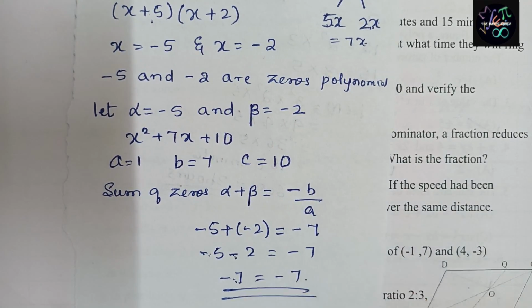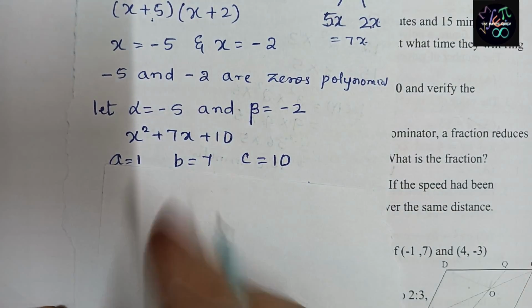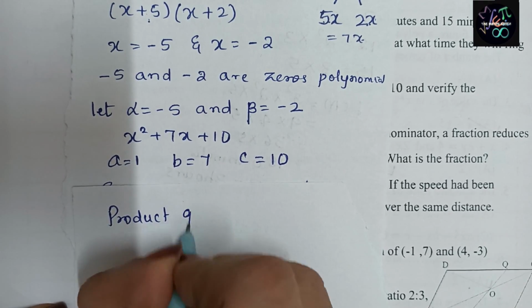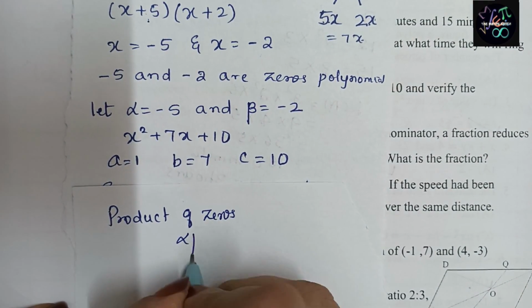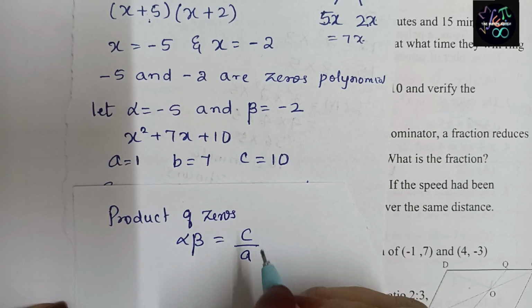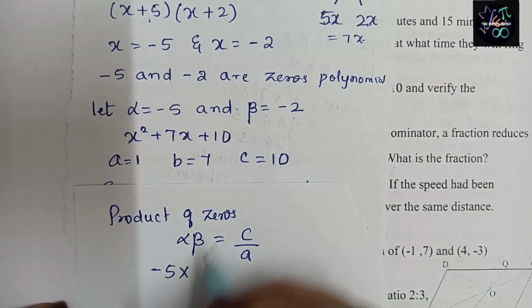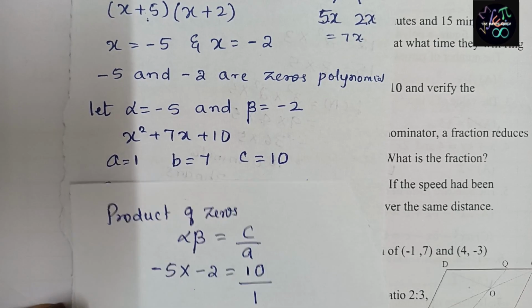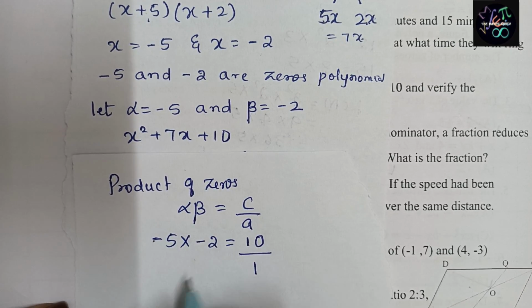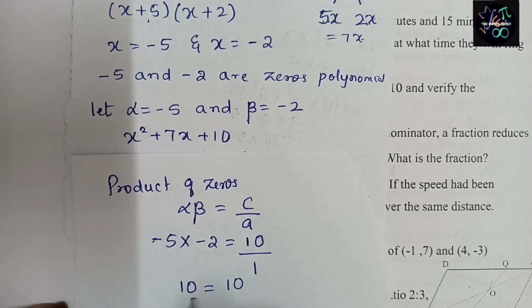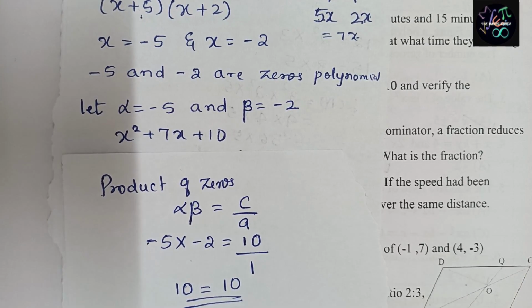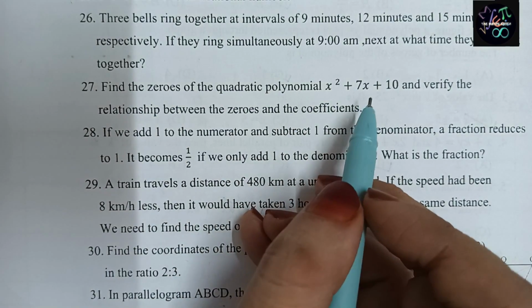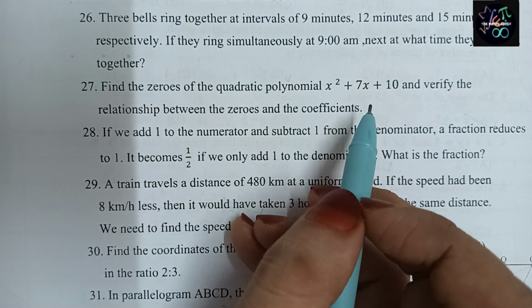Let us see the product of zeros now. Product of zeros is nothing but alpha beta is equal to C by A. Alpha value minus 5, beta value minus 2, C value is 10 and A value is 1. Minus minus plus, 5 2s are 10, 10 by 1 is 10. So it is verified. So here we have verified the relationship, that is, we found the zeros of the polynomial. We got the answer. Next, question number 28.